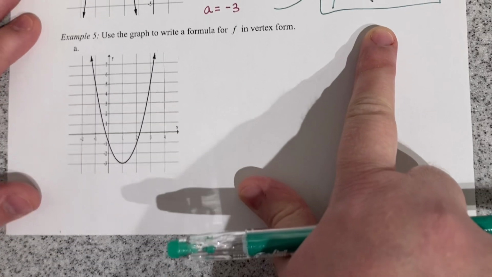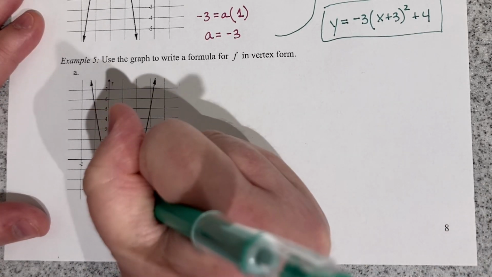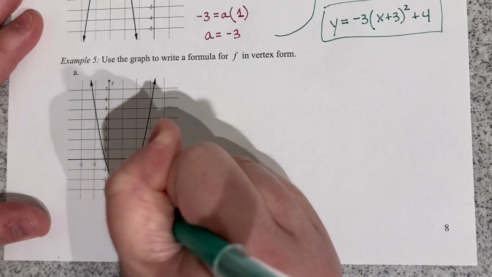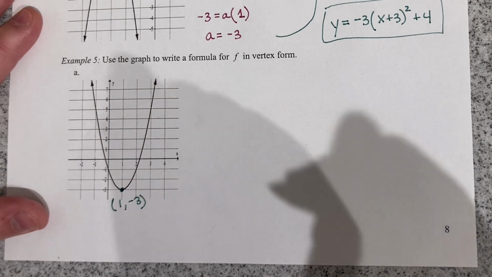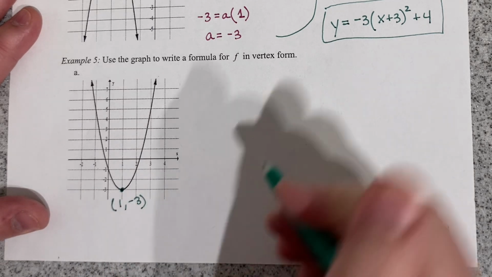Let's try another one of these because they're definitely a little different. All right, we got a graph. First, identify the vertex. In this case, it's the point 1, -3. We're going to use that to write it in vertex form.